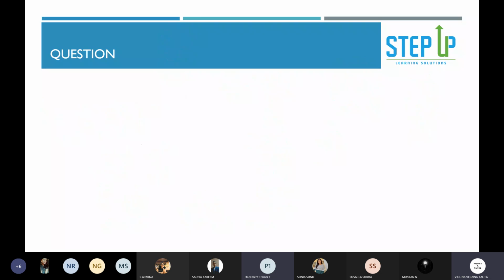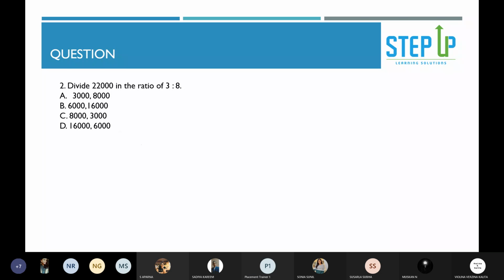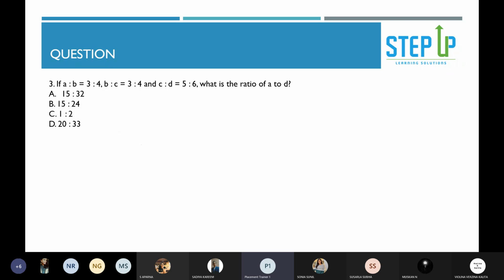All right, no problem. Fine. So, go for this simple one. 6,000 and 16,000. B. Correct. 3 by 11 and 8 by 11. 3 by 11 of 22,000 and this is 8 by 11 of 22,000. 11 to 11 to 6,000 and 16,000. I hope it is clear, fairly simple. I'm moving ahead. All right, now this is another one.